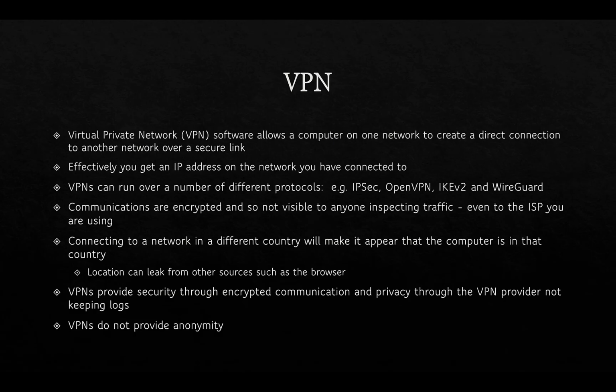Another important network protocol and tool that you can use to ensure privacy on a network is what's called a virtual private network. This is software that allows a computer on one network to create a direct connection over the internet to another network over a secure link. Effectively, what this means is that you'll get an IP address on the network that you've connected to. And so what does this mean?